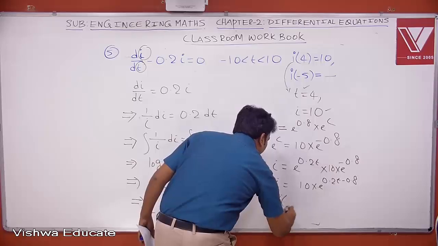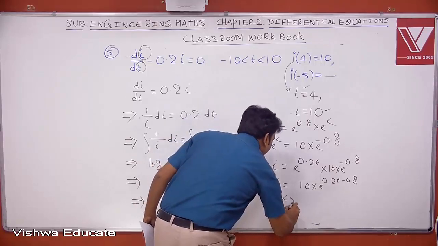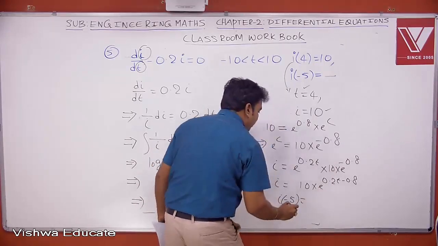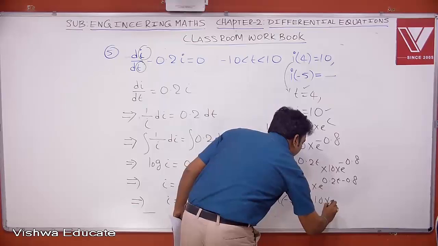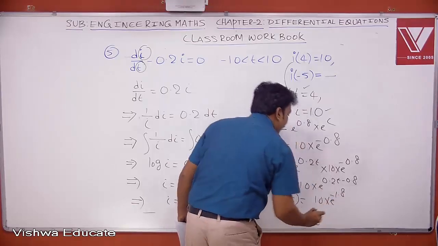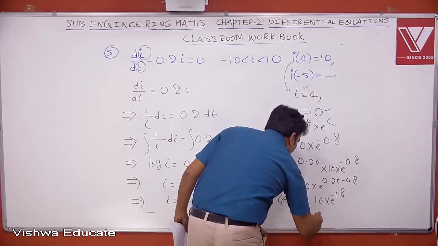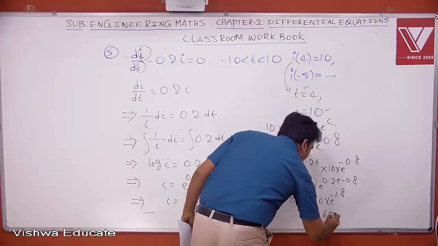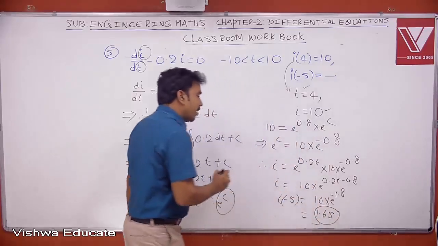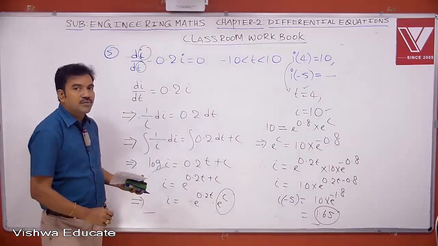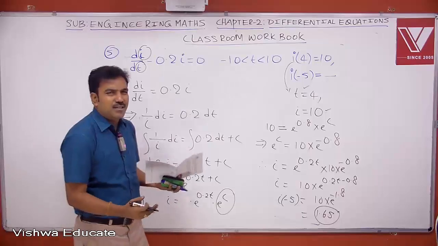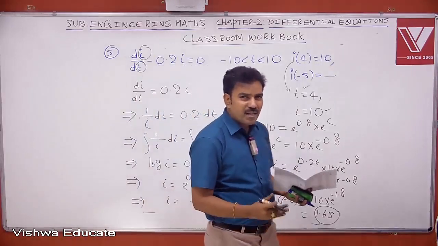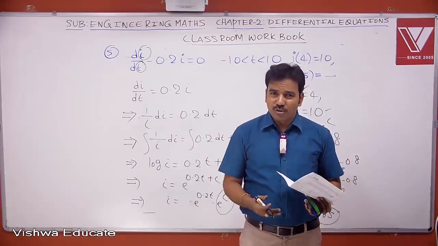But we need to find I of minus 5. So replace t by minus 5, you get 10 times e power minus 1.8. And this result is approximately 1.65. This is our final value. I of minus 5 is 1.65. It is based on method 1 only, just like previous questions 1, 2, 3, 4.